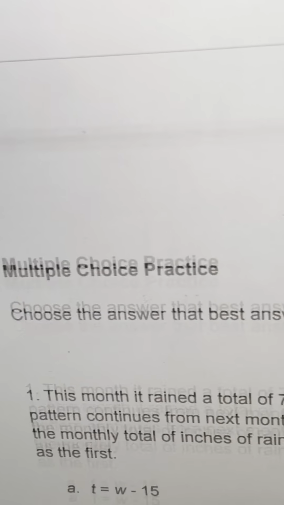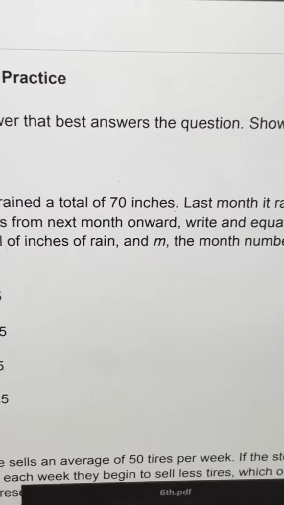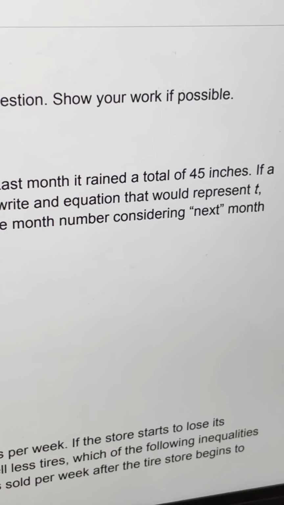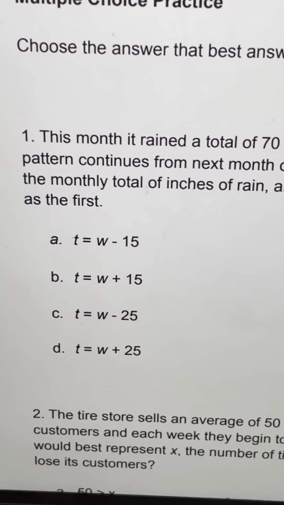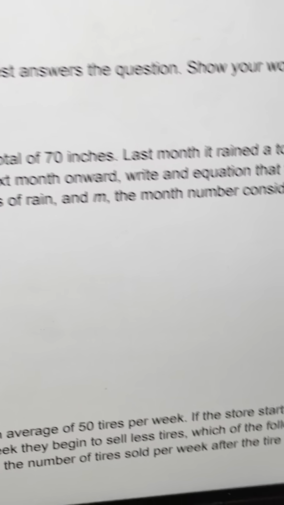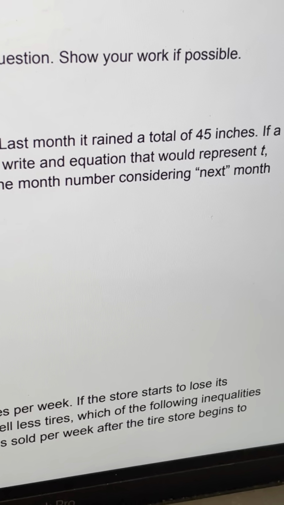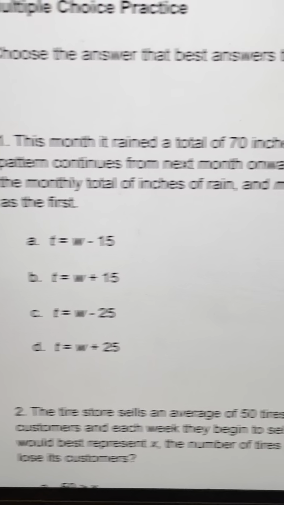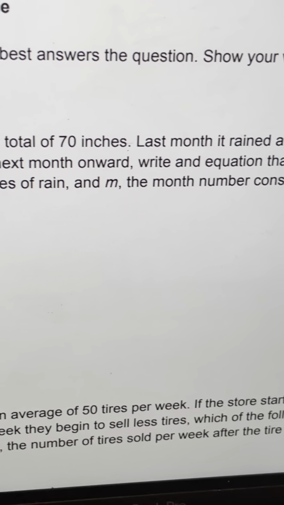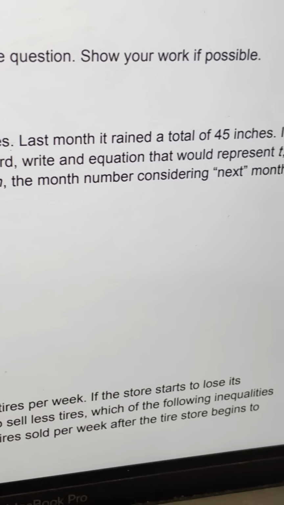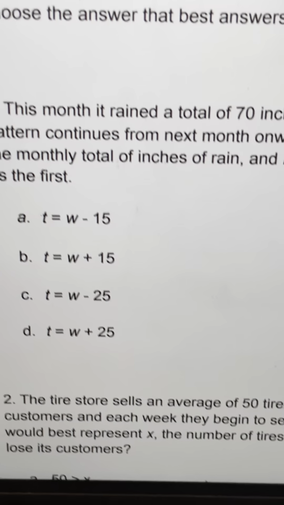For the next one is word problems. This month, it rained a total of 20 inches. Last month, it rained a total of 25 inches. If the pattern continues from the next month onward, write an equation that would represent T, the total inches of rain, and M, the month number, considering next month as the first.